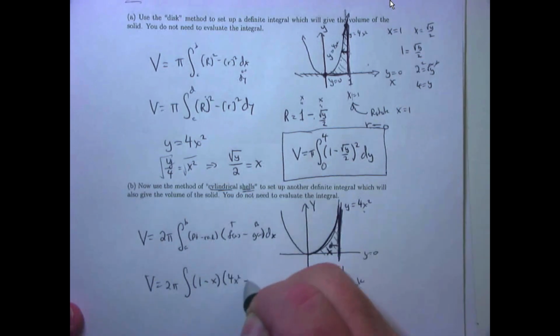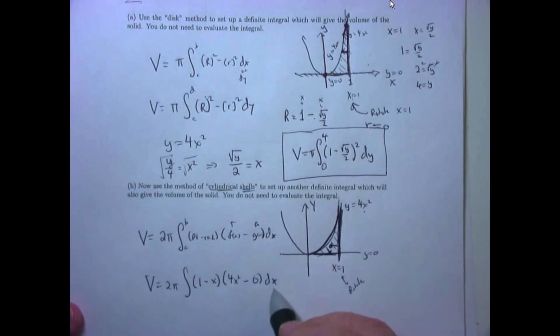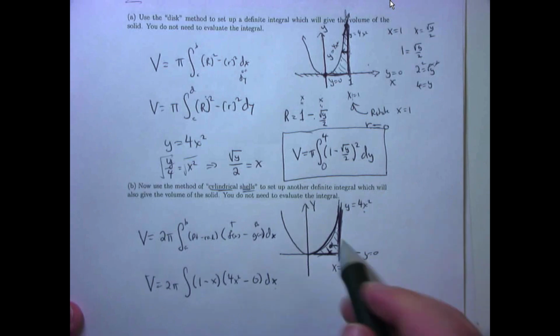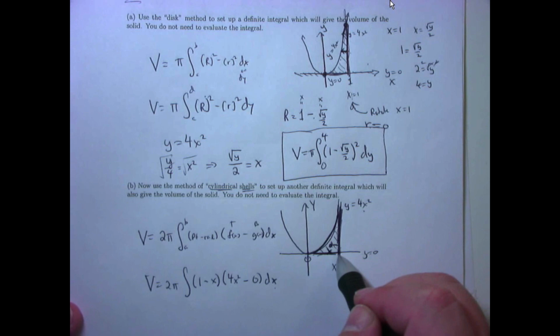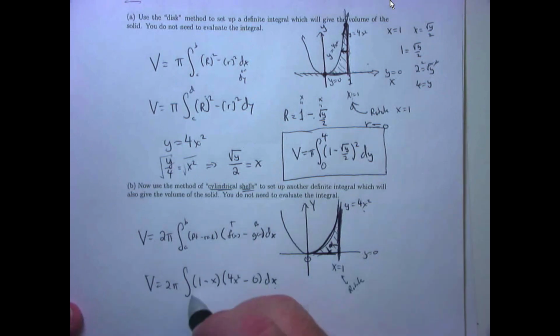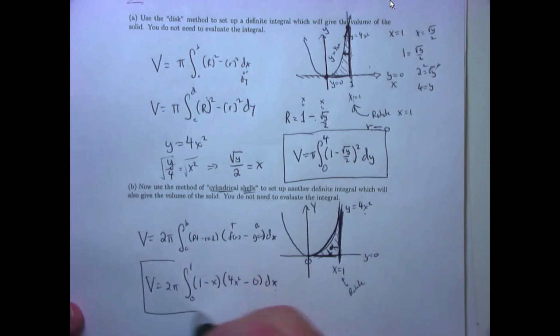Times, what is the top function of my region? That's the parabola, 4x squared, minus what is the bottom function of my region? 0 dx. Now, these are x numbers. This is dx. What are my x numbers that bound the region? Clearly, you hit the origin. What was this number over here? So my bounds are 0 to 1.